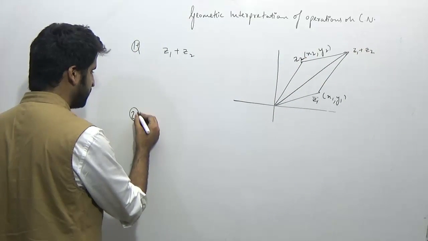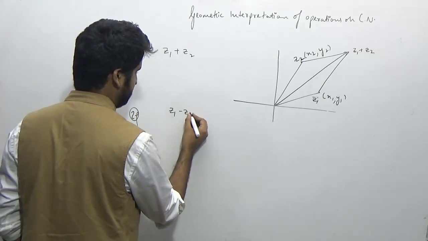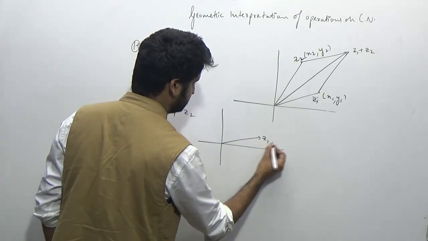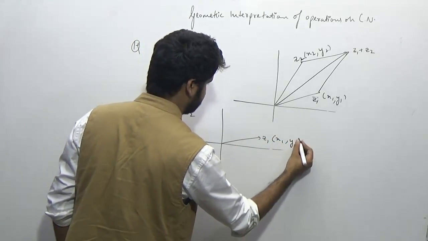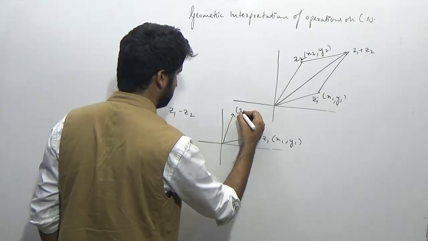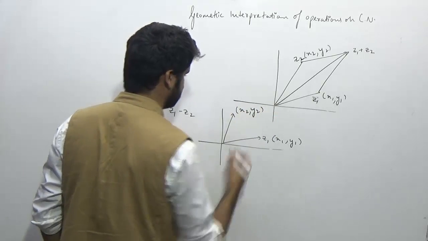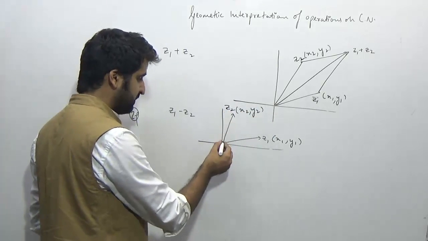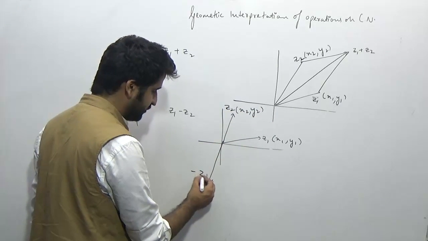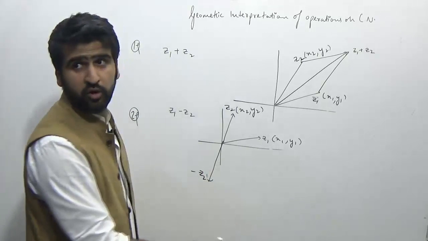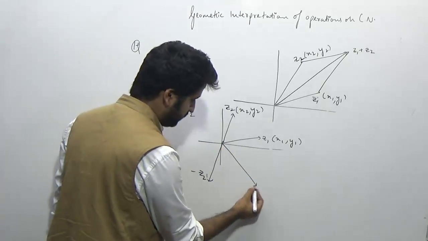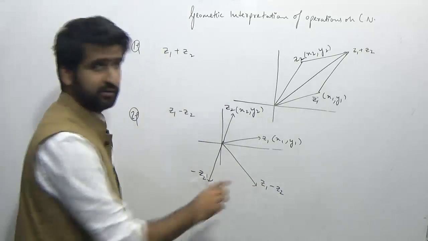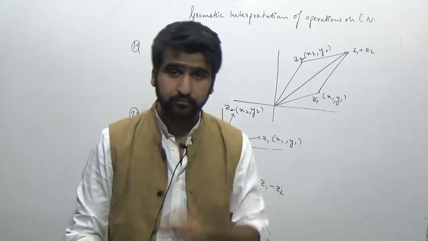Similarly, if we want to plot z1 minus z2, suppose this is z1, (x1, y1), and z2 is (x2, y2). What we can do is simply find the value of minus z2 and apply the parallelogram law over here. So the value of z1 minus z2 can be plotted in the fourth quadrant, something like this.